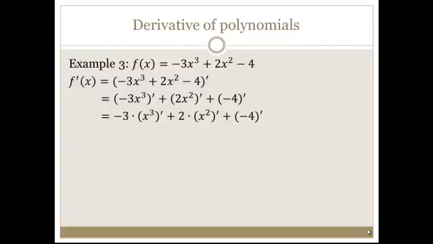Then computing these derivatives, we have negative 3 times 3x squared plus 2 times 2x plus 0, which simplifies to negative 9x squared plus 4x. So we have that the derivative of negative 3x cubed plus 2x squared minus 4 is negative 9x squared plus 4x.